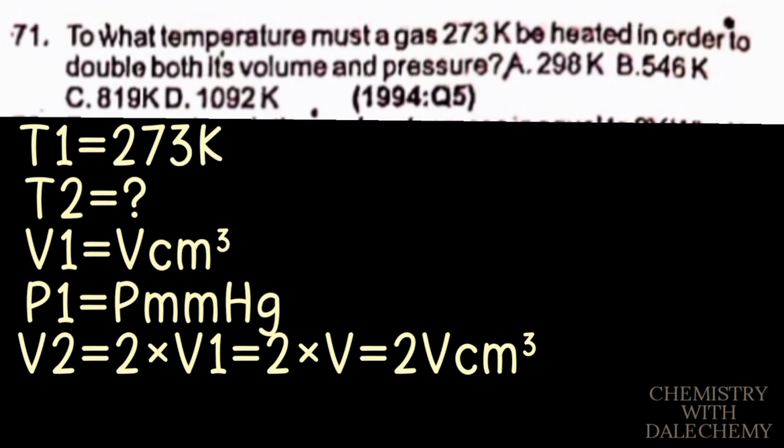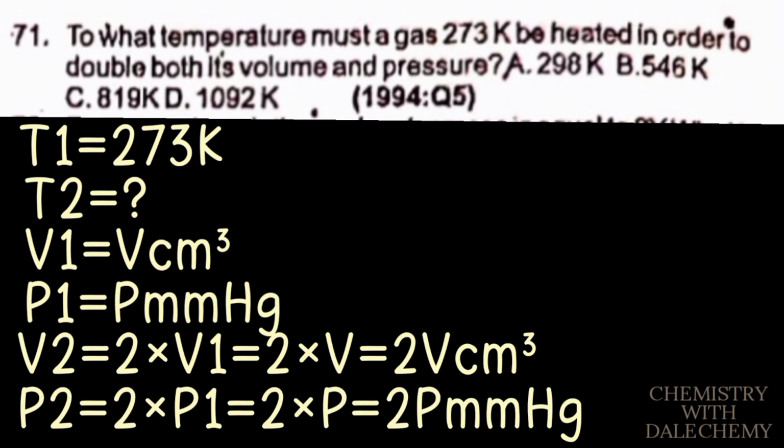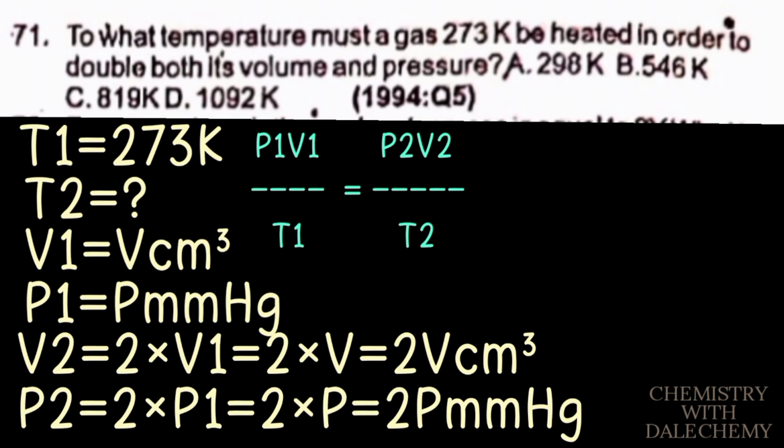Then P2 will also be what? 2 times the initial pressure, which is 2P. So now we use the general gas equation, which is P1V1 over T1 is equal to P2V2 over T2. Then we input it. So P1 is P times V1, which is V, divided by T1, which is 273 Kelvin, equal to P2, which is 2P, then times V2, which is 2V, over T2 that we have to find.